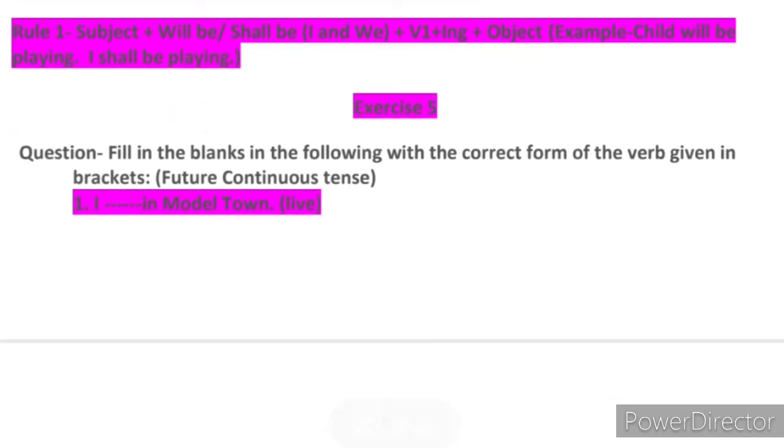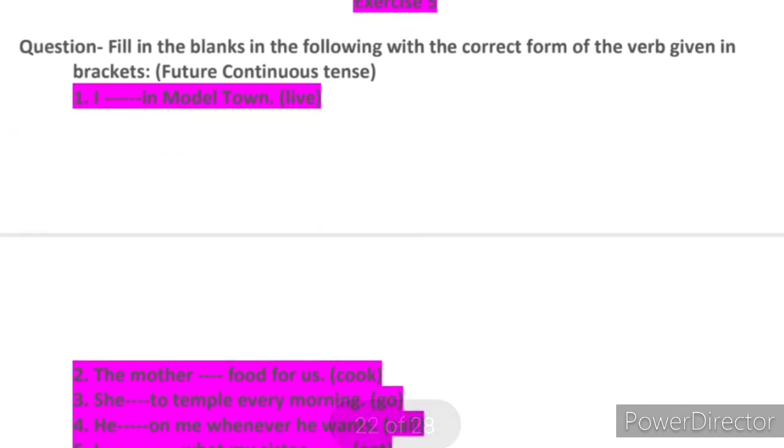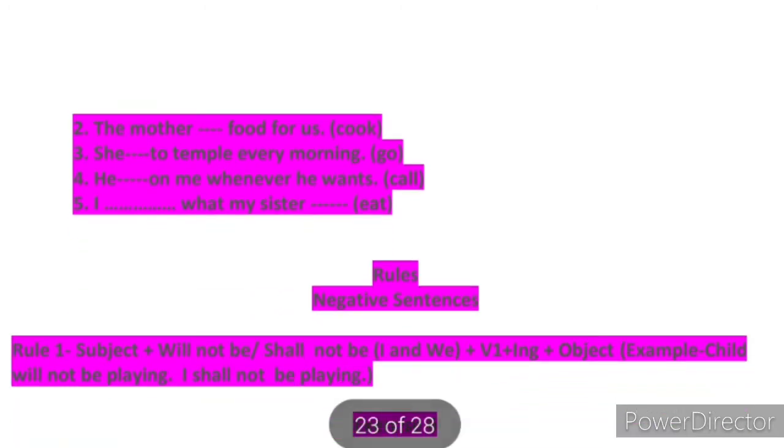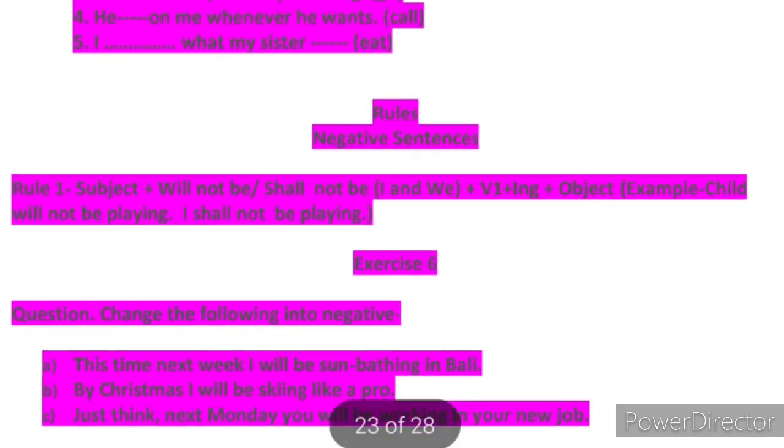So here are some examples. I live, answer will be I shall be living. Here the mother cook food, the mother will be cooking food for us. Next, she go, answer will be she will be going to temple every morning.